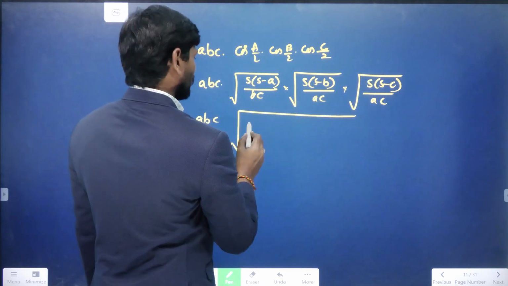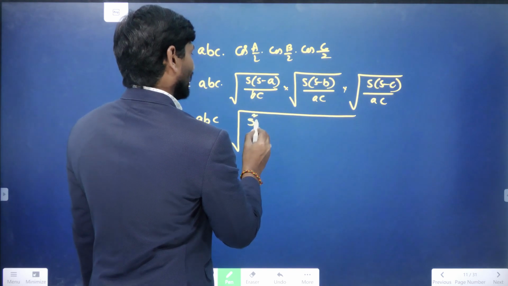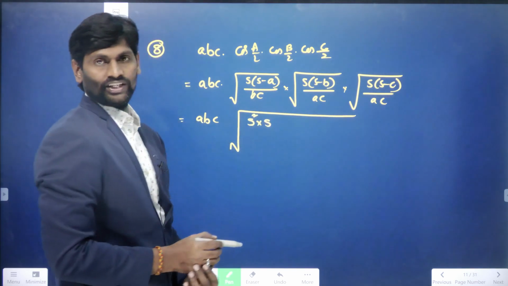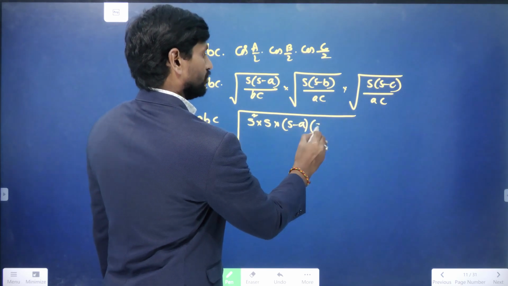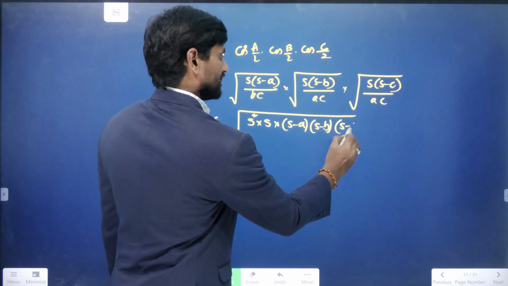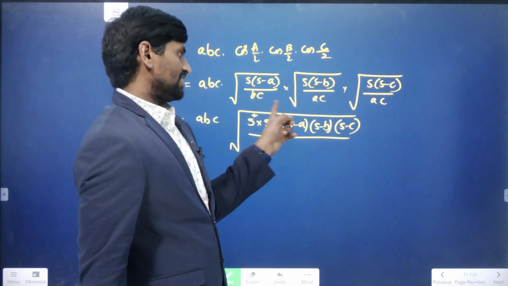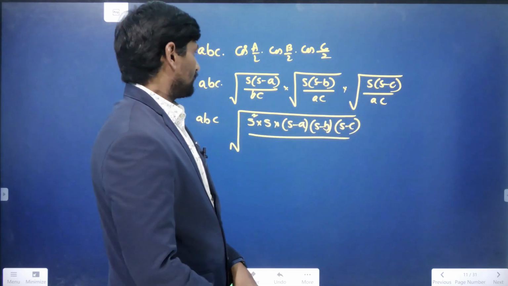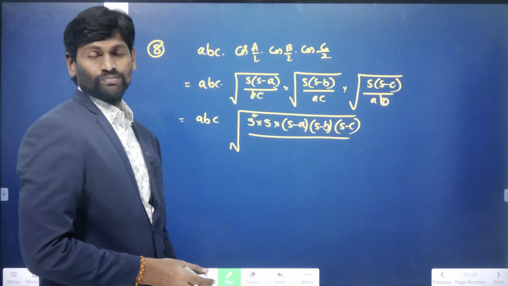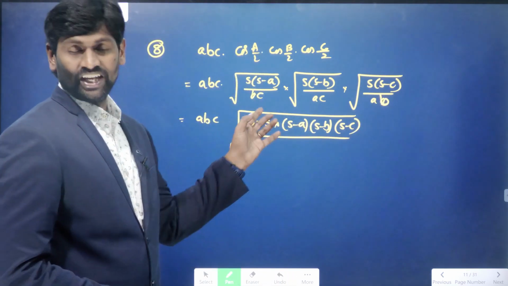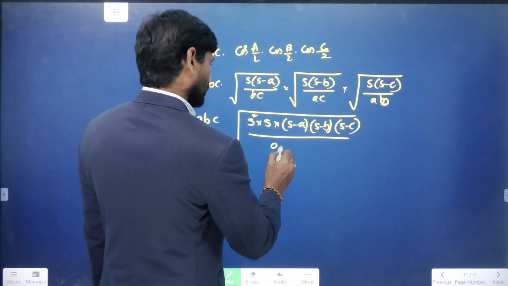Now s into s into s is nothing but s cube. S cube I can write as s square into s. And the remaining are s minus a into s minus b into s minus c by bc into ac. Sorry, this is ab. That means a two times, b two times, c two times, that means a square, b square, c square.